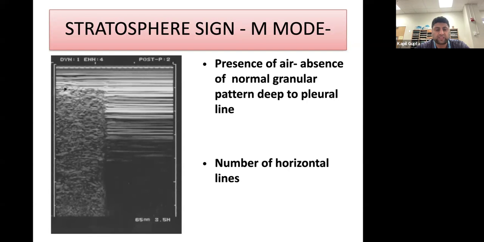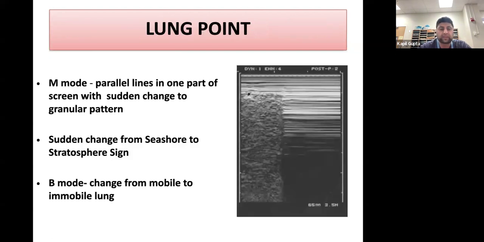On the left side of the screen, we see a healthy lung, where you have parallel lines on the top that represent skin, subcutaneous tissue, and muscle, and then the lung, which is represented by granular tissue, by the granules. Whereas on the right side, we have parallel horizontal lines, which reflect the presence of pneumothorax. There are a number of horizontal layers, and the junction of these two points, where the healthy lung meets the pneumothorax, is the lung point, where the seashore sign becomes the stratosphere sign.